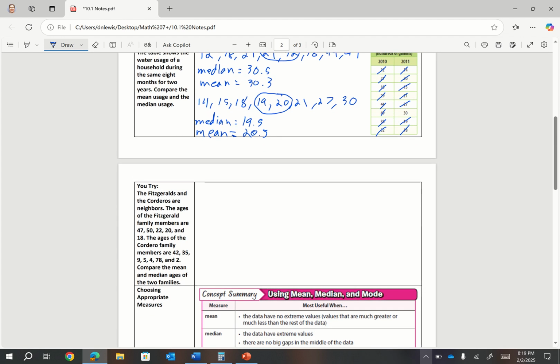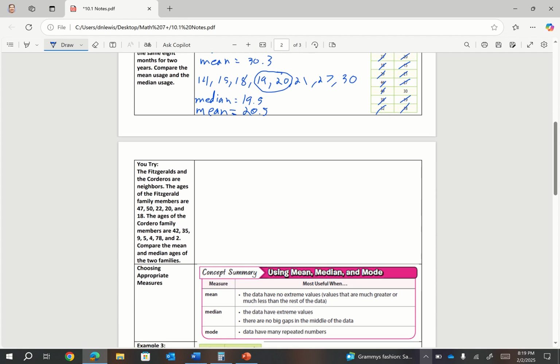All right, go ahead and try on your own the next one. And then just fast forward this to see how you did. The Fitzgeralds and the Corderos are neighbors. The ages of the Fitzgeralds family members are 47, 50, 22, 20, and 18. The ages of the Cordero family members are as follows. Compare the mean and median ages of the two families. So the Fitzes, the Corderos.